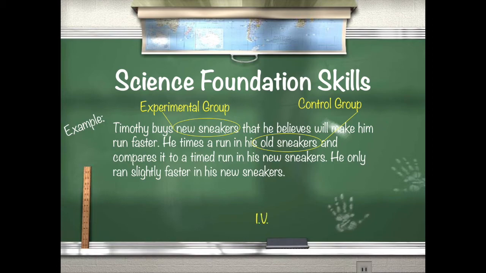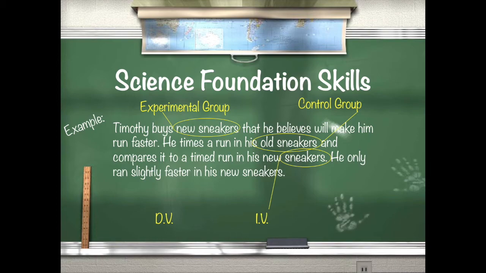So what is the independent variable? What's the one difference that he makes certain exists between the experimental and the control group? And that would be the sneakers. Everything else should be the same. Everything else should be, as we'll discuss in a minute, constant. But the type of sneakers he's wearing should be the one difference between his two runs, and the dependent variable is the result. It's what happens because he is wearing different sneakers.